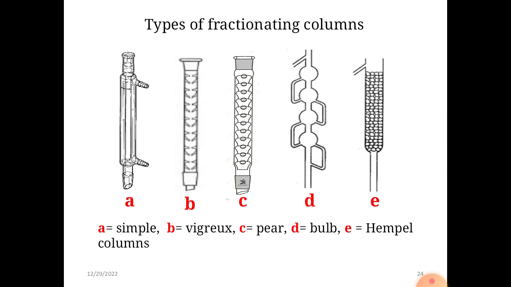And the last type is Hempel columns. They are generally packed columns, called Hempel columns. It is a straight column packed with glass beads. Inside that, glass beads are placed, or sometimes metal pieces are also used to pack them. This increases the surface of contact between the liquid and vapor phase, thereby increasing the number of cycles or theoretical plates.